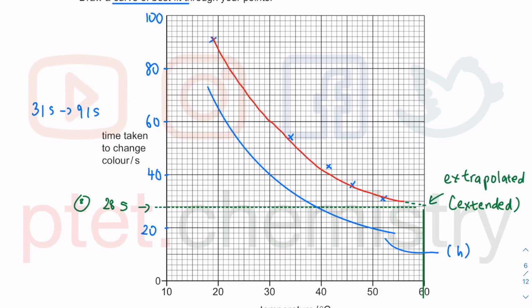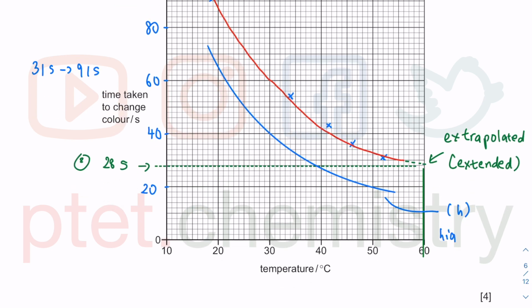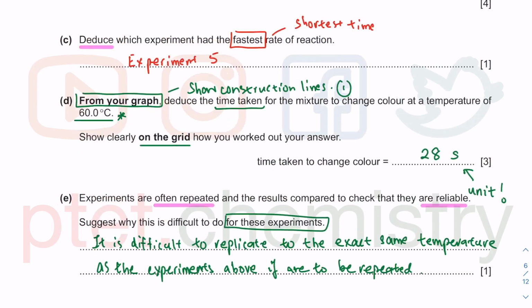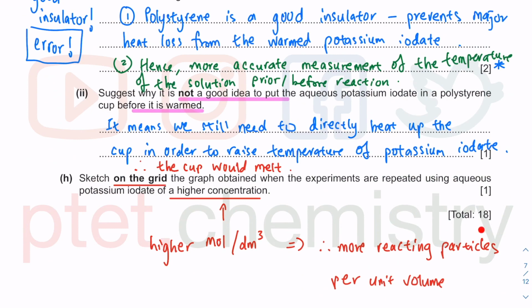So this is for part H, where at this particular temperature, the time taken is faster because this one is at a higher concentration of the potassium iodide, and that will result in more frequent collision of the reacting particles. That's it really overall for this 18 marks question.